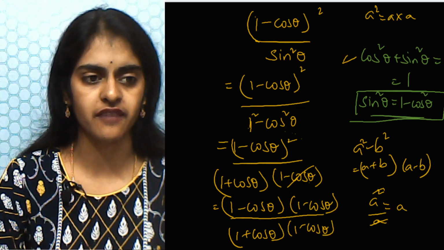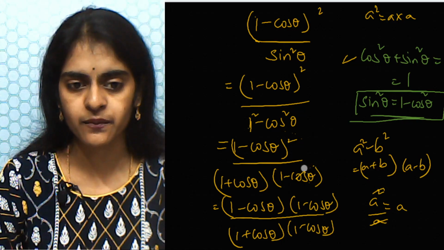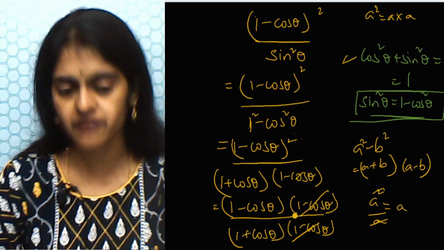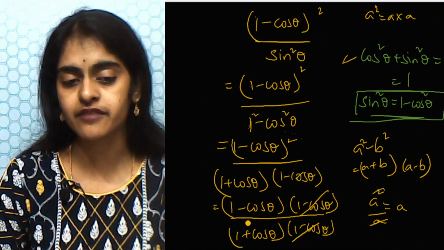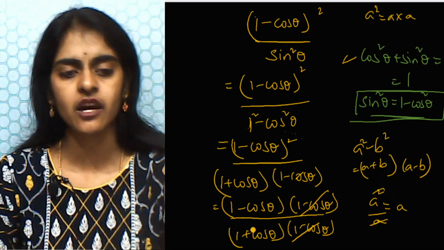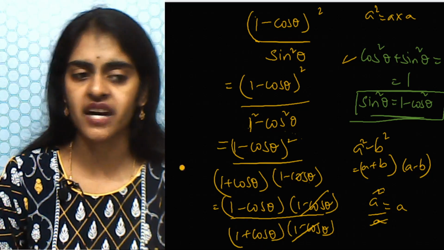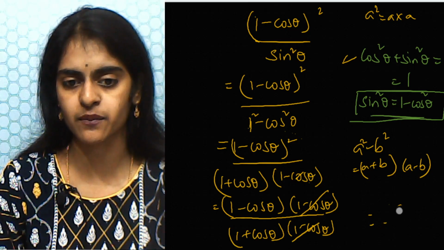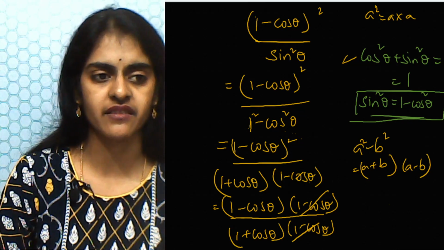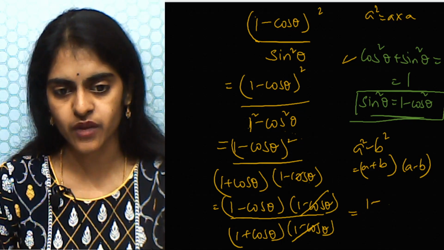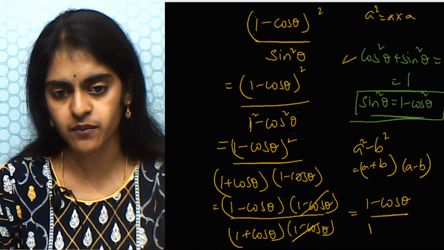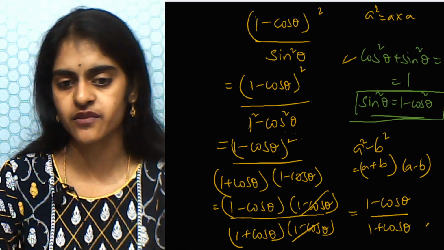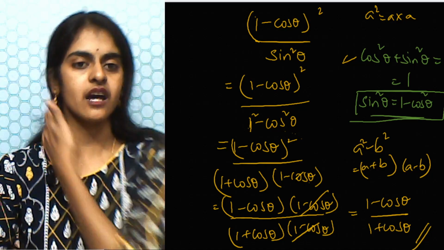Okay, this is what you have. Here you can just cancel 1 minus cos theta, 1 minus cos theta. So what is left over? You're left over with 1 minus cos theta divided by 1 plus cos theta. So the final answer is nothing but 1 minus cos theta divided by 1 plus cos theta, and this is nothing but the RHS value. Okay, so this is how you prove.